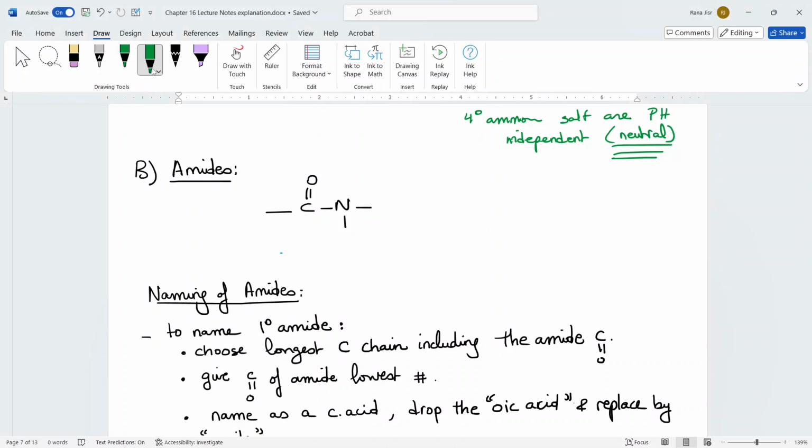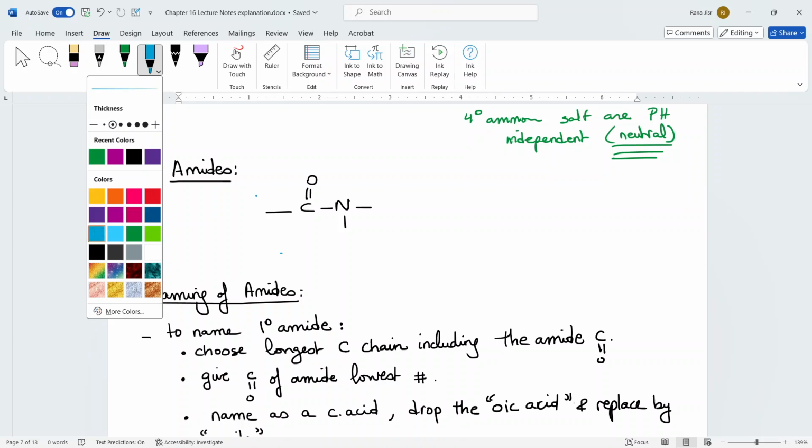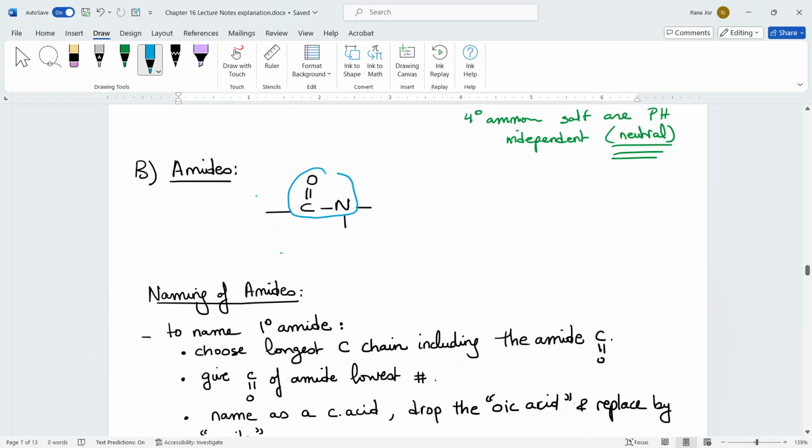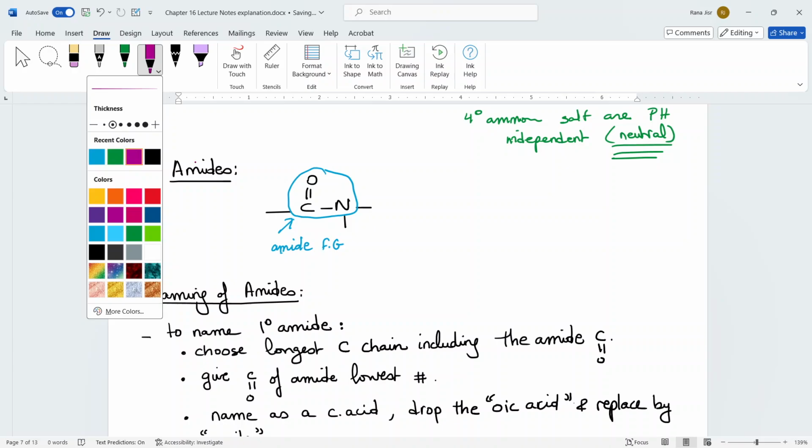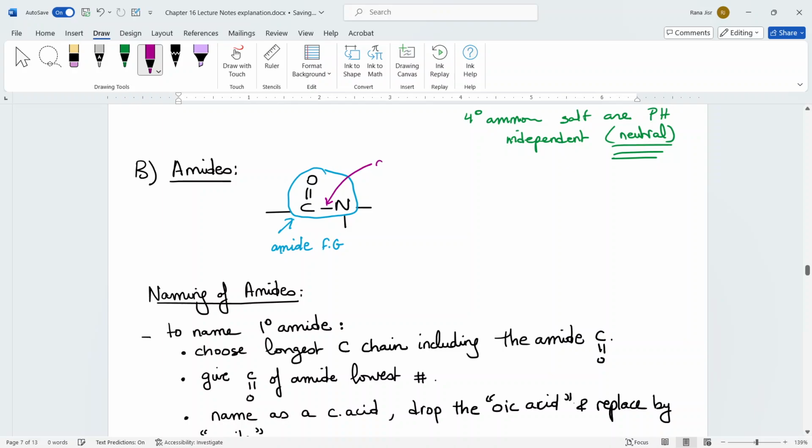An amide is a functional group that simply has a carbonyl connected to a nitrogen. So the whole thing here is considered to be an amide functional group. The bond that connects the carbonyl with the nitrogen is considered to be the amide bond, and that bond is the weakest bond. So in reactions, it's this bond that normally is broken because it is the weakest bond. The C-N bond is the weakest bond because nitrogen is more electronegative than carbon.